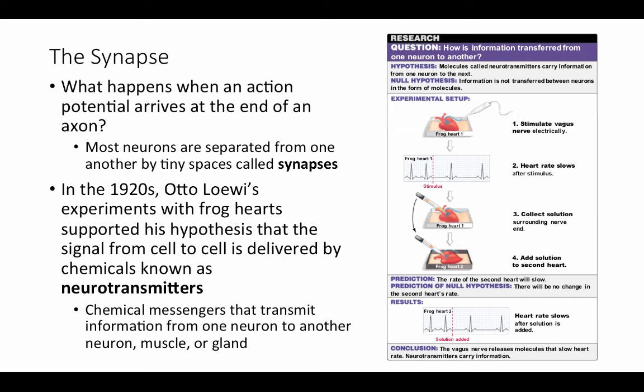So this supports the hypothesis that the signal from cell to cell is delivered by chemicals, and we call these chemicals neurotransmitters.